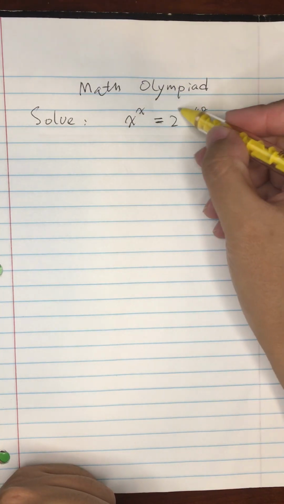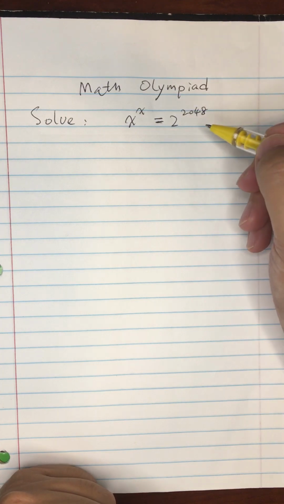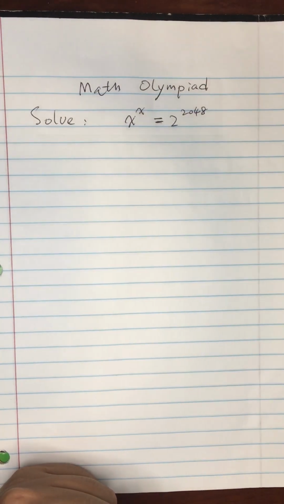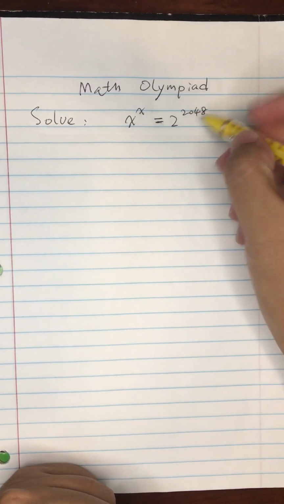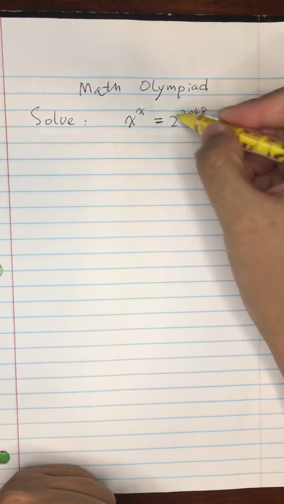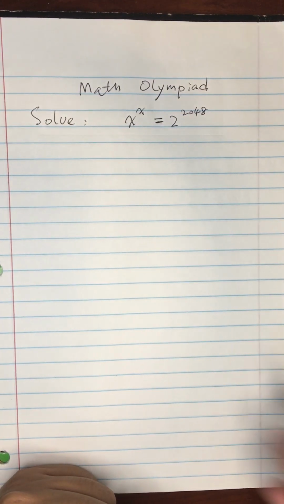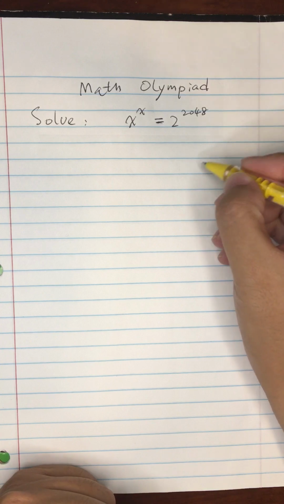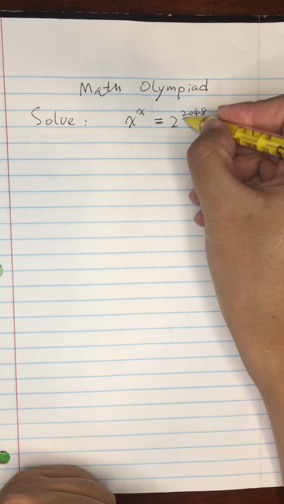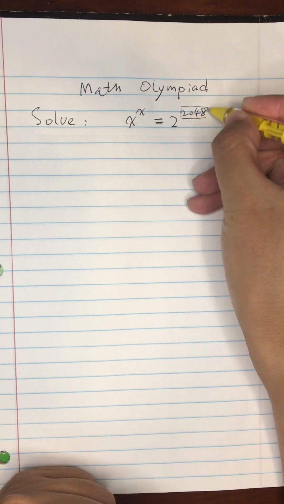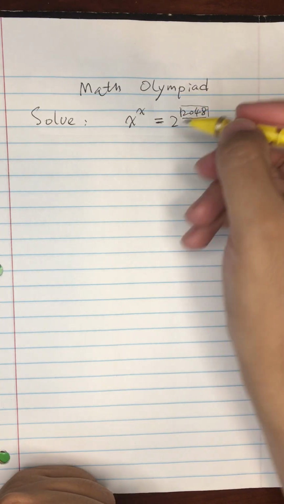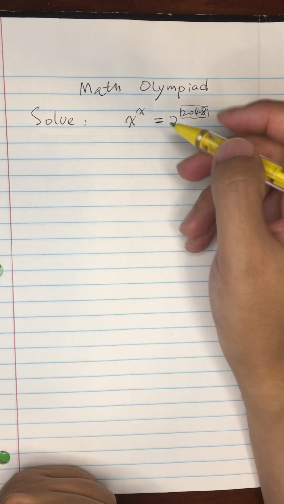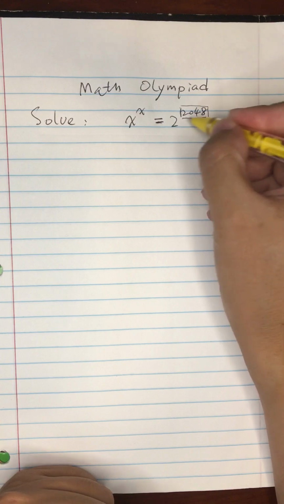So if we can organize the right hand side into the same kind of format, then we have solved this problem. How can we organize the right hand side into some form that's identical to the left hand side? One of the things we have to pay attention to is this number 2048. If you know some of the powers of 2, then you probably recognize this particular number.